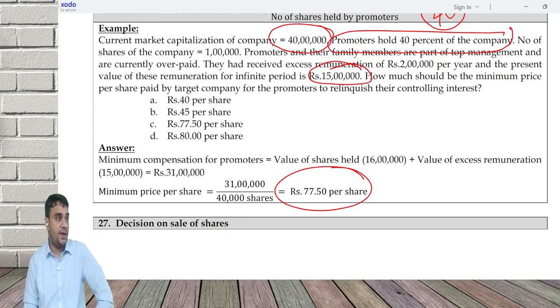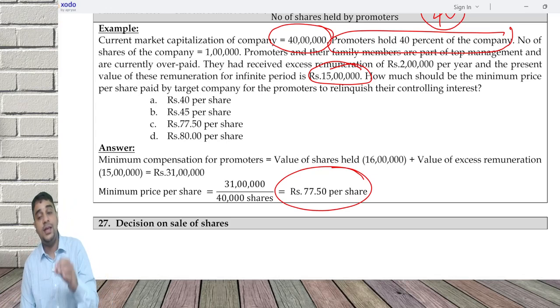Minimum is 77.5. What he is saying is, I want only 40 rupees. But because I'm exploiting the company, can you give me something extra? You will see all of this in one or the other question as we proceed.